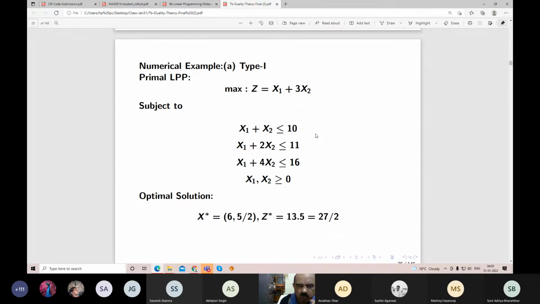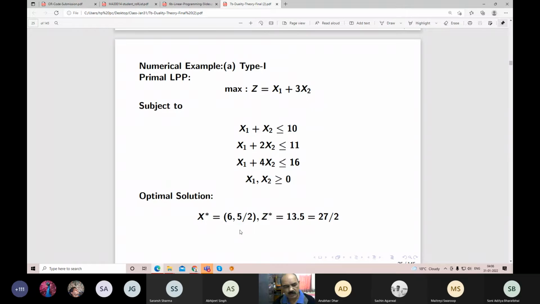This is example 1. I am naming it a type 1 problem. It is a symmetric problem, because various types of problems are there. I am just naming this the type 1 problem. So with respect to type 1, this is the primal linear programming problem. I am naming this problem as primal. How many variables are there? There are 2 variables. How many constraints are there? There are 3 constraints.